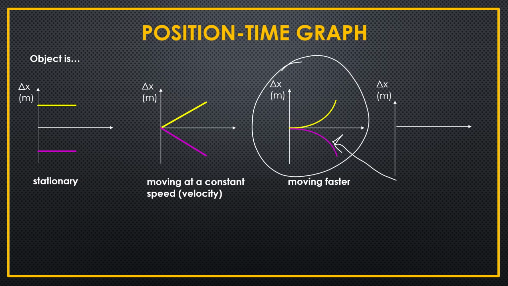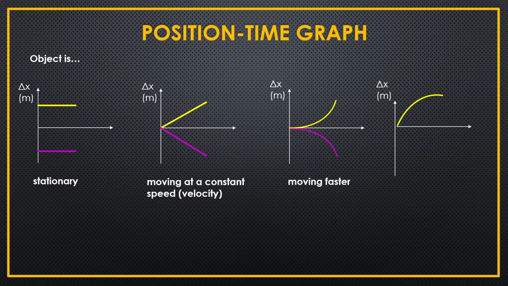So even if I have this yellow shape below the x-axis, if you see this shape, then it means the object is moving faster. Even if I see this shape above the x-axis, it means the object is moving faster in the opposite direction. So these two curves represent objects that are moving faster.